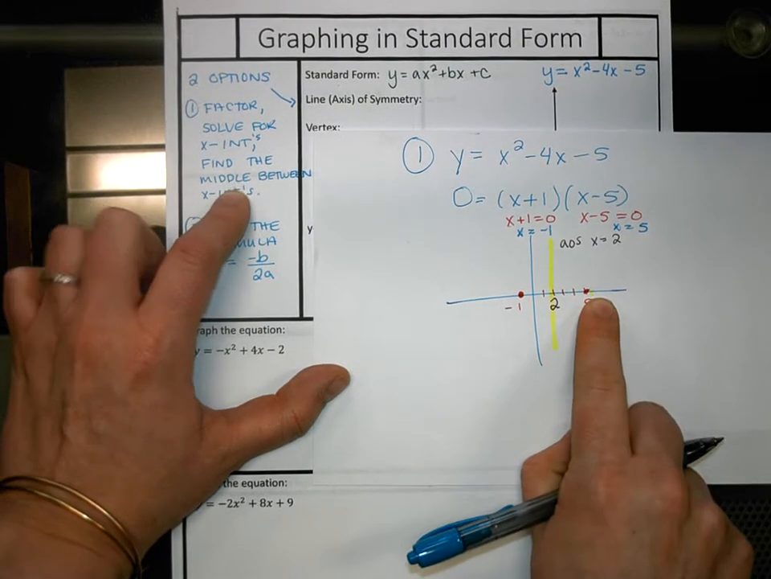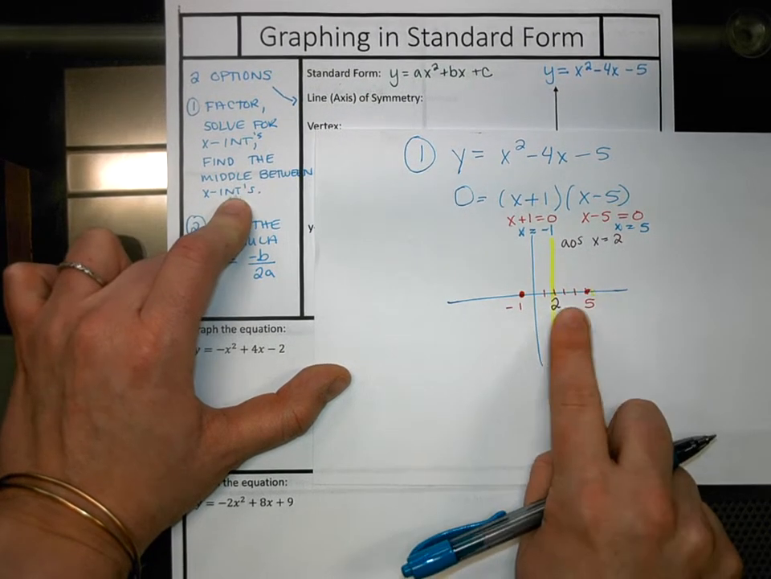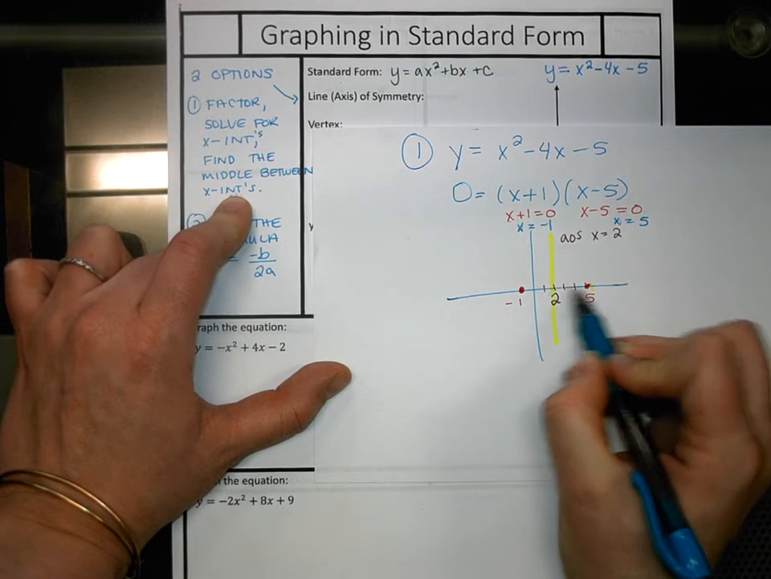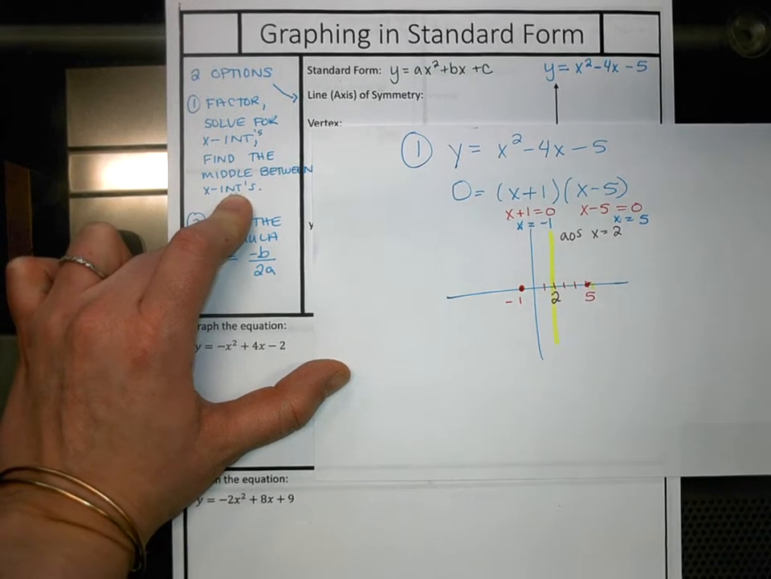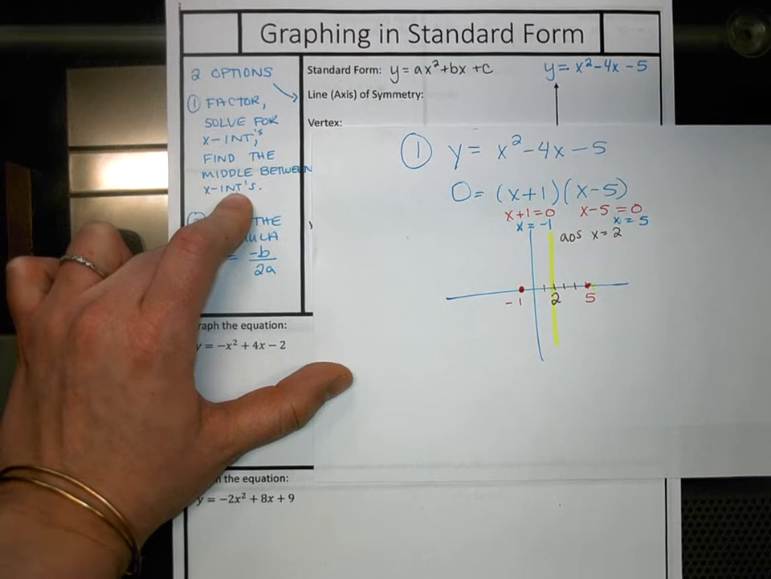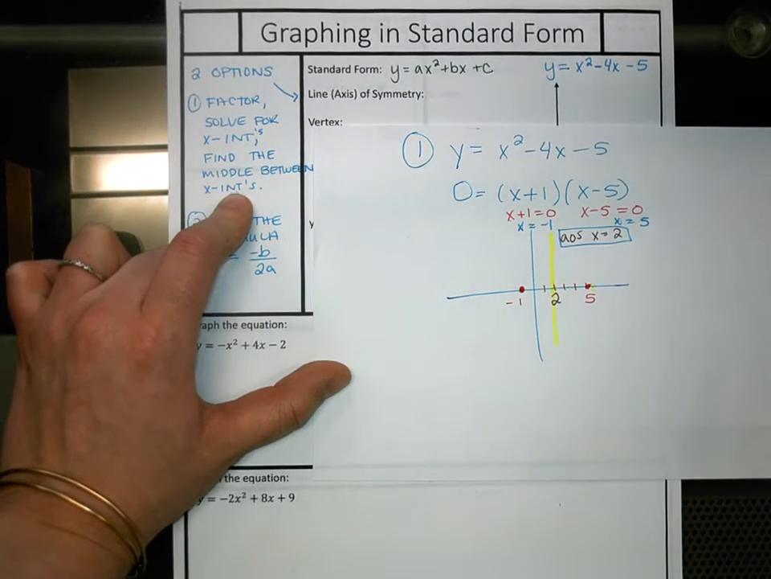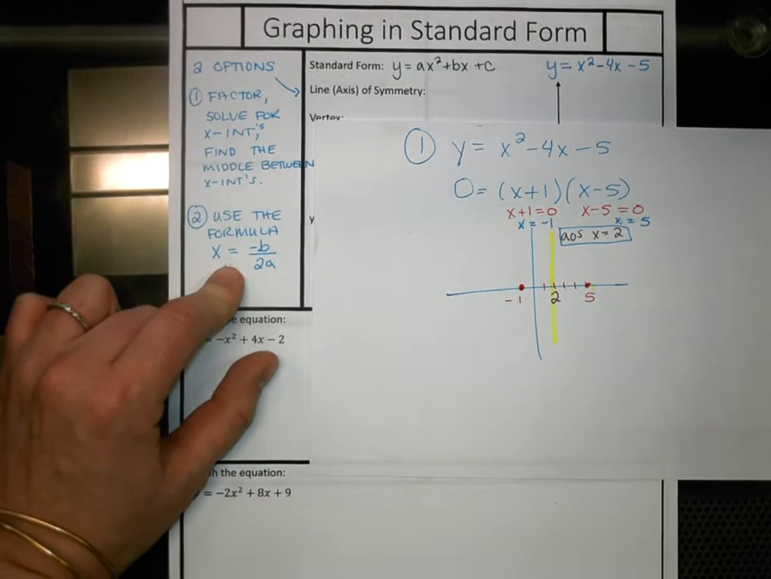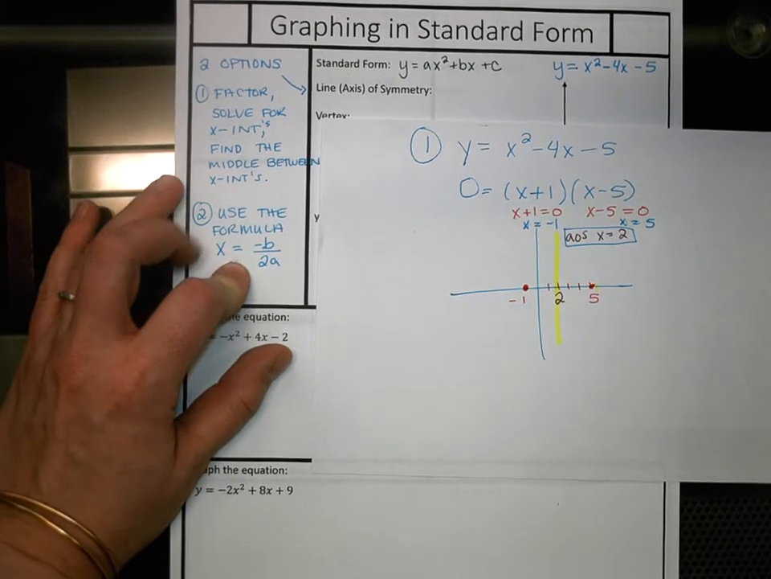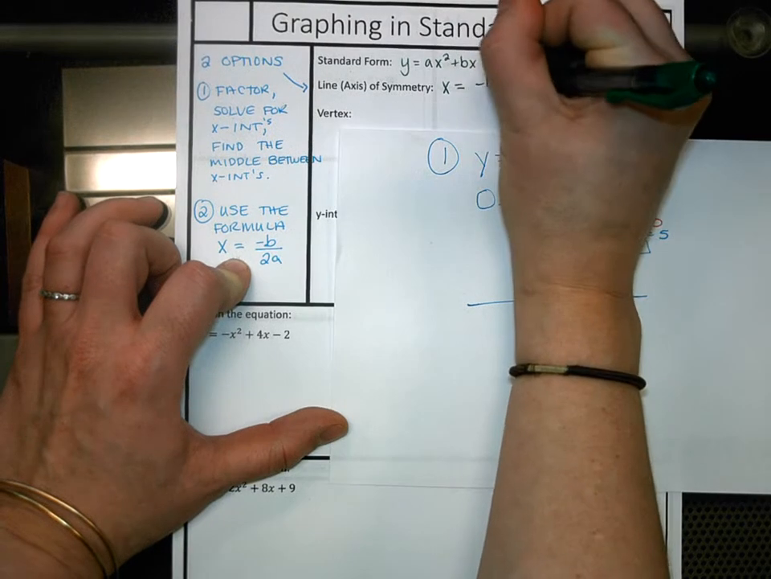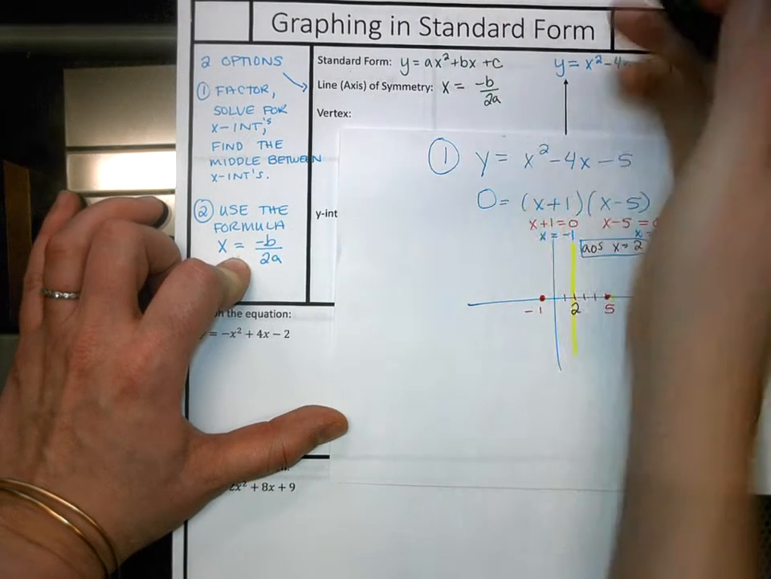And then you would plot each of those and find the middle between those two numbers. So the exact middle between negative 1 and positive 5 is positive 2, which means my axis of symmetry equals positive 2. My second option is to use the formula x is equal to negative b over 2a.